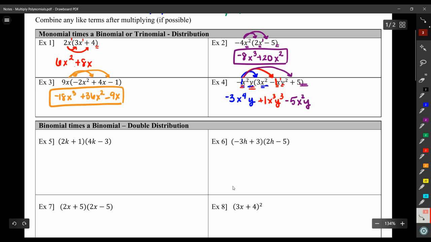And then again, make sure you don't have any extra like terms that you can combine. So we have x to the fourth y, x to the third y to the third, x squared y. None of those are like terms, so this is as simple as this problem will be.